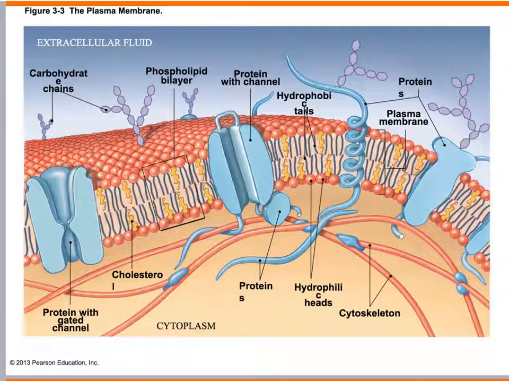Here's a model of the cell membrane. It's a fluid mosaic model. You can see the extracellular fluid outside the cell membrane. You can see it's a bilipid layer. And you can see inside of the cell we have cytoplasm or cytosol. There's also a cytoskeleton that we'll talk more about.